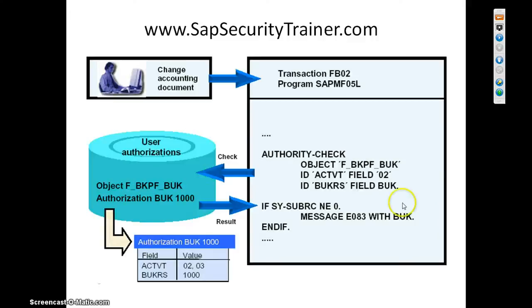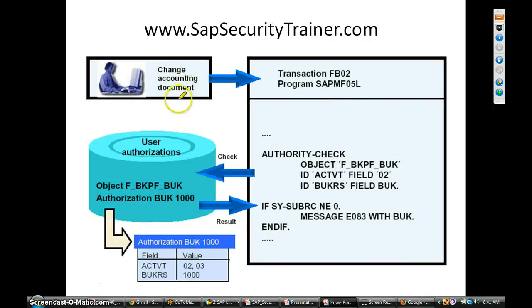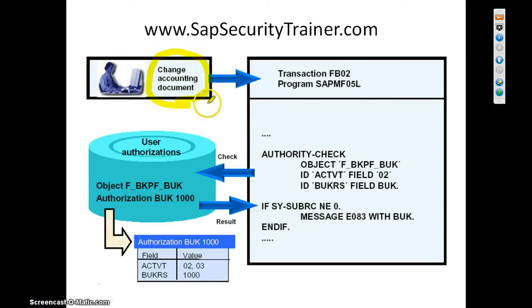Okay, in this video we are going to look at how the SAP security authorization works. Authorization in SAP works basically on access to particular transactions. For example, in this example, the user is trying to change an accounting document. What that means is he is accessing transaction FB02.